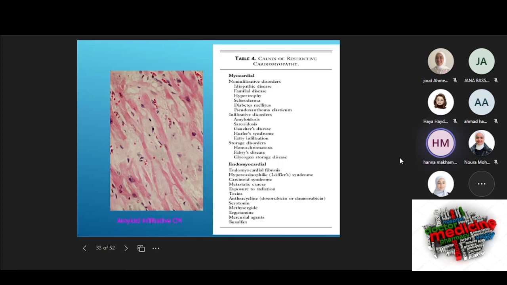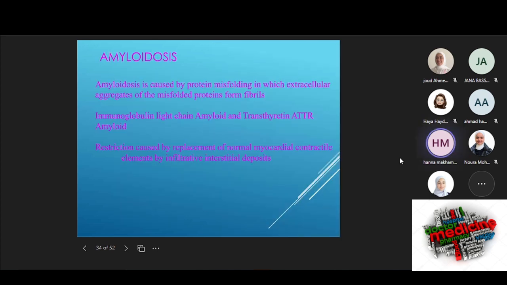This is the etiology list for patients with restrictive cardiomyopathy, and you can go through it. Non-infiltrative; infiltrative such as amyloid and sarcoid; storage disorders like hemochromatosis; endomyocardial; and so on. Amyloid is caused by protein misfolding in which extracellular aggregates of the misfolded protein form fibrils. There are immunoglobulin light chain amyloid and transthyretin ATTR amyloid. So we have two types: the primary amyloid, which we see for example in myeloma cases, the immunoglobulin light chain amyloid, and the senile, transthyretin ATTR amyloid.